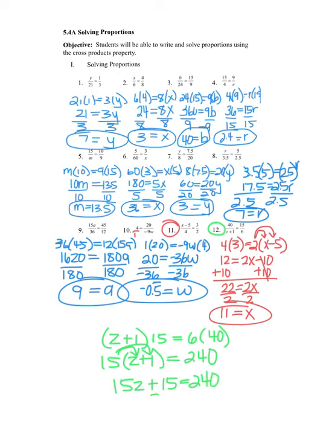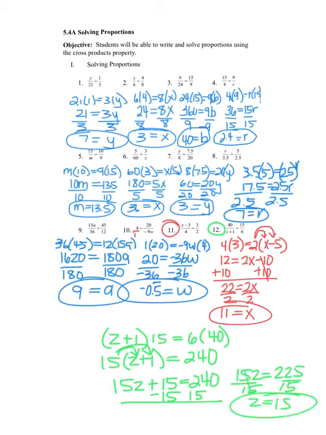I have a two-step equation. I'm going to subtract 15 from both sides. That gets me 15z equals 240 minus 15, which is 225. And I'm going to divide by 15 on both sides to get z equals 15.